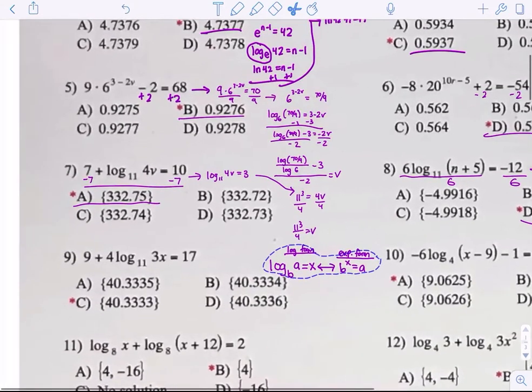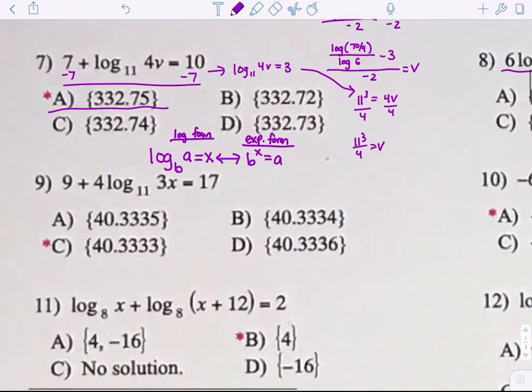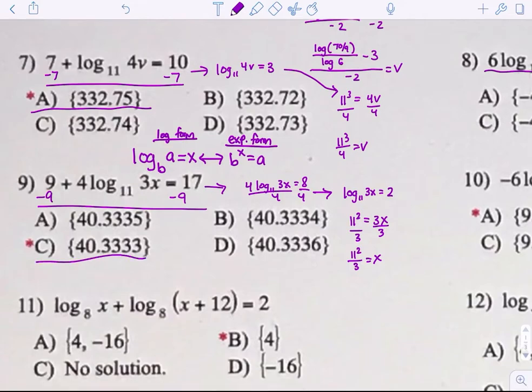Moving this over here, number 9. So we are going to get into log form, so we have to subtract 9 first. So 4 log base 11 of 3x is equal to 8. Divide both sides by 4. Log base 11 of 3x is equal to 2. Now get it from log form to exponential form. So 11 to the second power is equal to 3x. Divide both by 3. Put this in your calculator and you should get C.